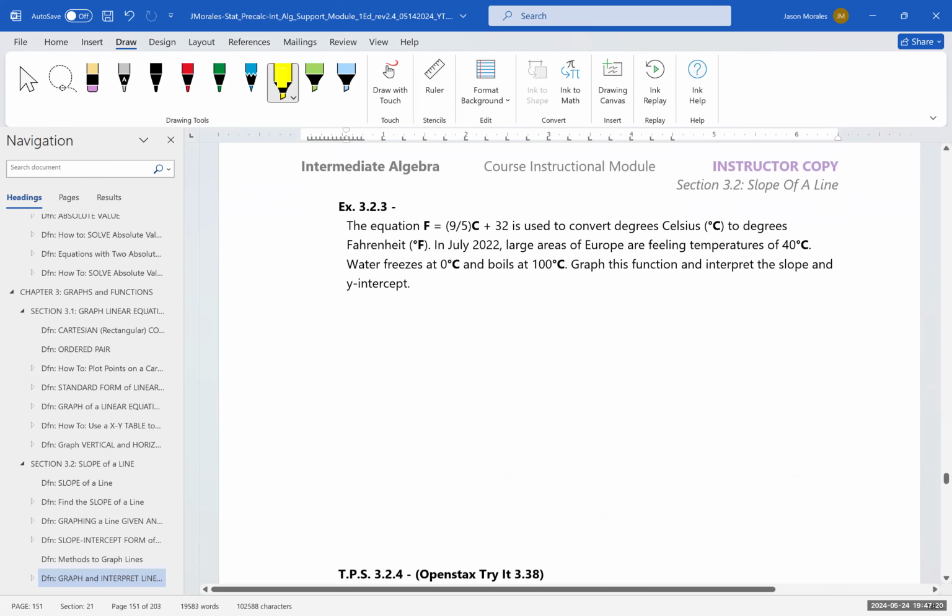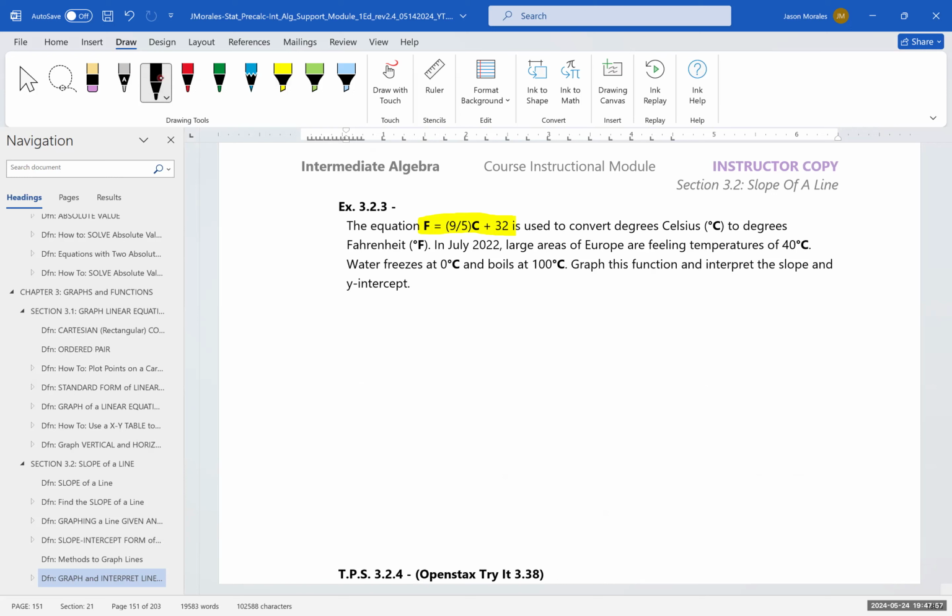So let's look at this example. This is looking at the equation for Fahrenheit and Celsius. It's used to convert Celsius degrees to Fahrenheit degrees. In July 2022, large areas of Europe were feeling temperatures of 40 degrees centigrade. Water freezes at 0 degrees centigrade and boils at 100 degrees centigrade. So graph this function and interpret the slope and the y-intercept.